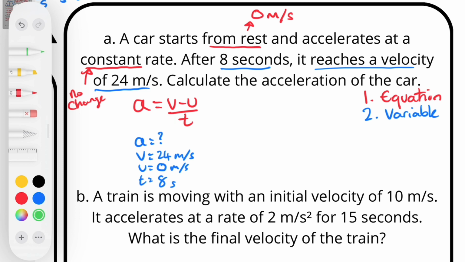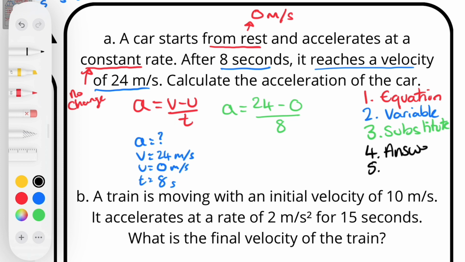Number 3, let's do that in green, is substitute. Just squeeze that in. And this means put our numbers, our variables, into the equation. So A equals 24 minus 0 divided by 8. Okay? And then number 4, and I guess number 5, these kind of come together, is answer and units. Now units you could kind of put in any place on this checklist, but I always just put it at the end.